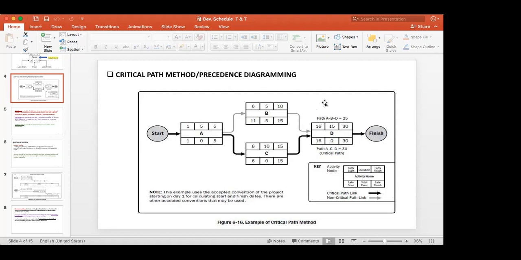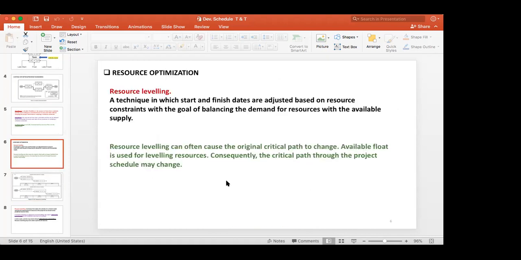If you can do something within 5 days, you can adjust it without changing the critical path, depending on your float. So resource leveling is that.